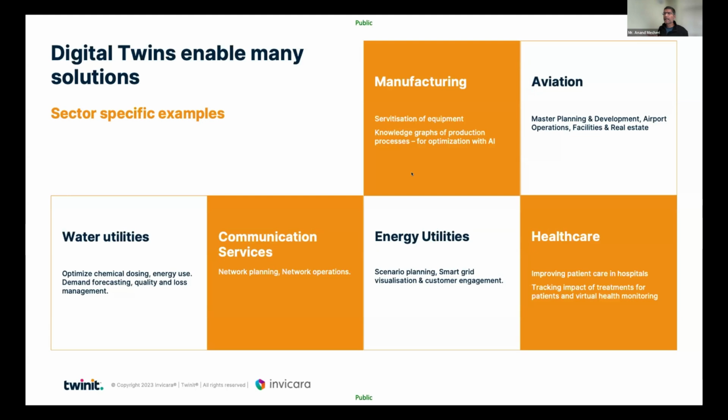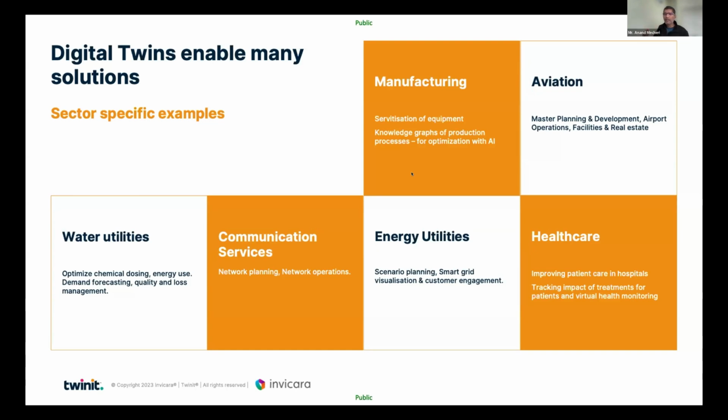Communication, network planning and network operations for telcos. Water utilities, optimizing chemical dosing, optimizing energy use, reducing backwash cycles based on the turbidity and whatever considerations to reduce the energy use, demand forecasting. There are lots and lots of use cases. So you can imagine from this that digital twins are not one thing, right? Digital twins are really digital transformation vehicles. Digital twins power digital transformation. It's not a thing by itself.